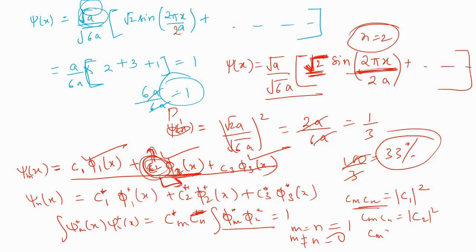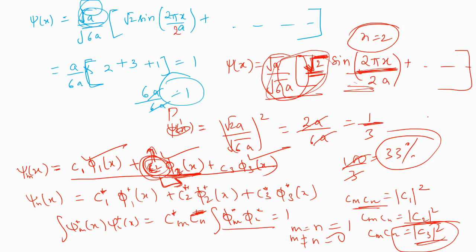If m is equal to n is equal to 3, then it is c3 square. So you are asked in this question this c2 square. Same way, c2 is what? C2 is this value, right? The coefficient that is written before it. So this value is 1 by 3, it came 1 by 3, and you are asked to find out the percent. So 100 upon 3 is equal to 33%. Clear, everyone?